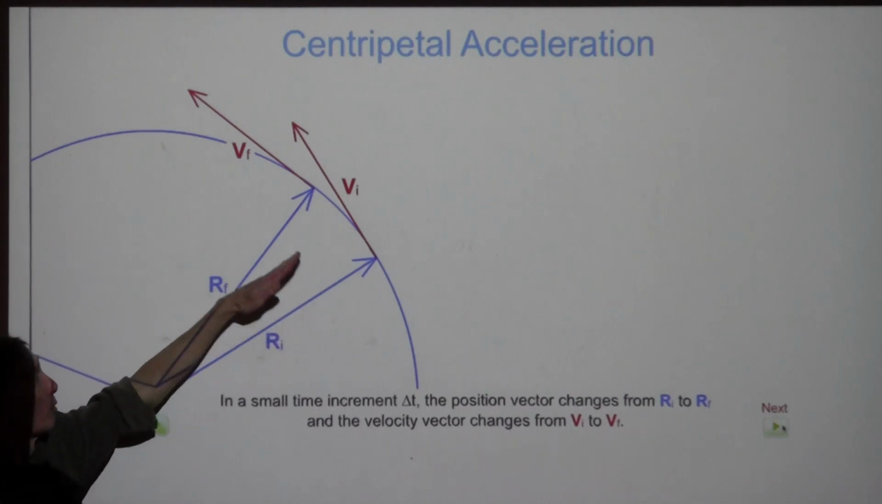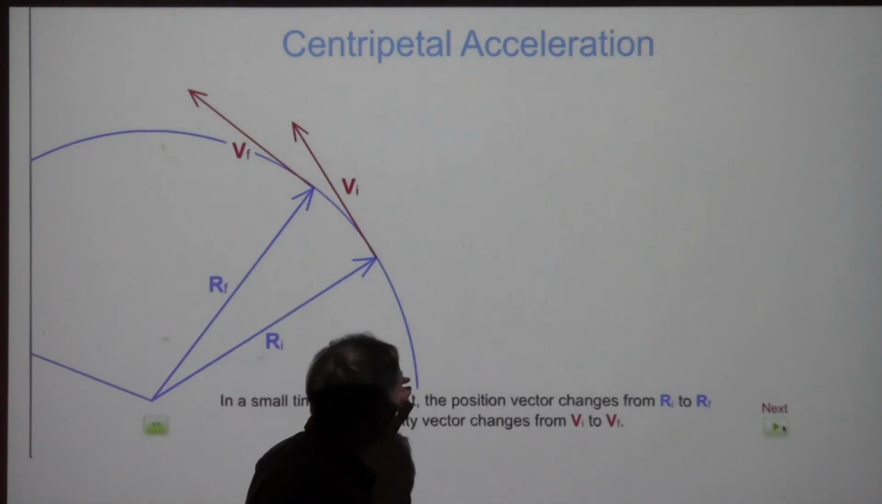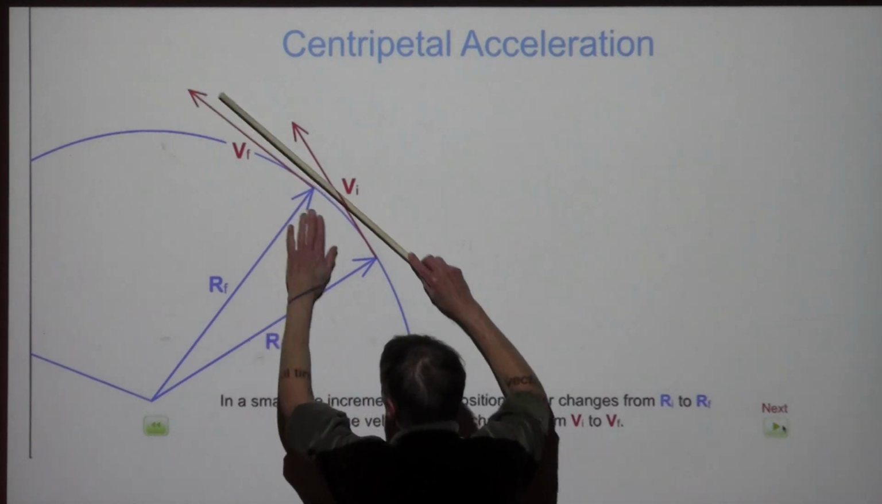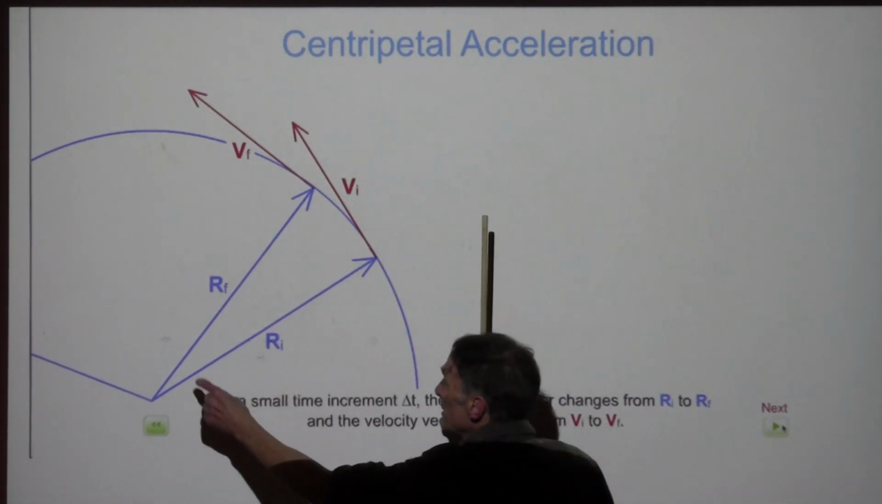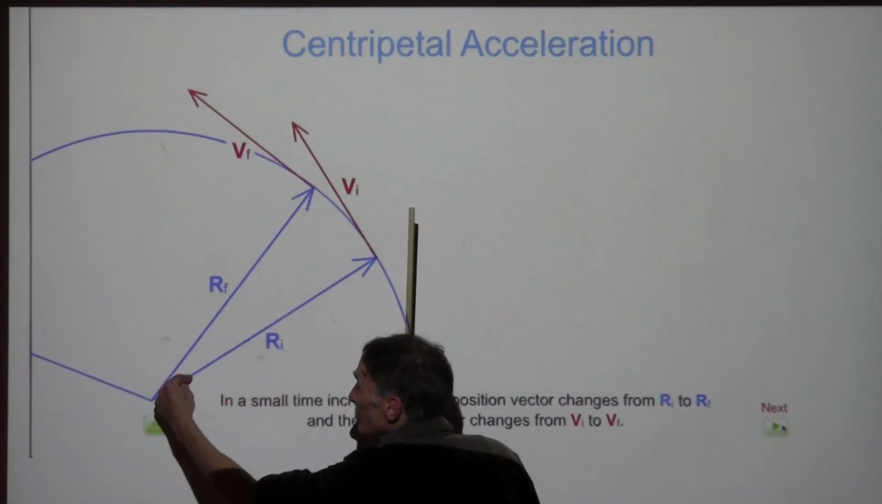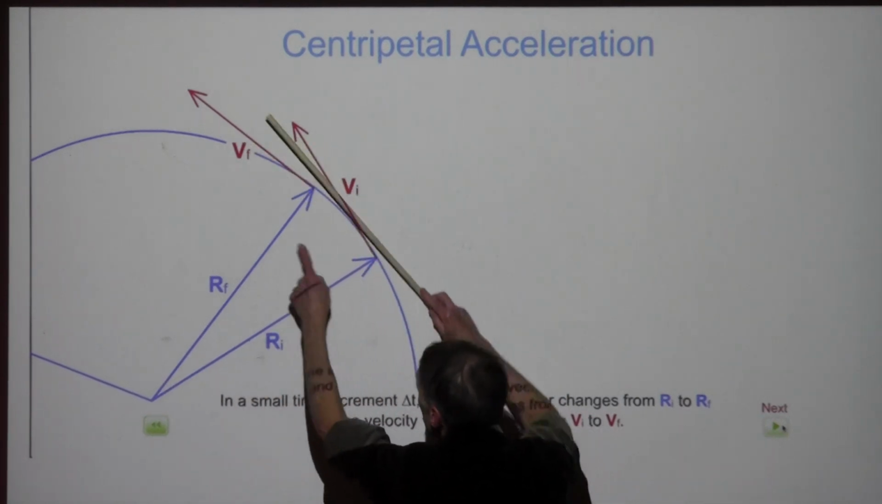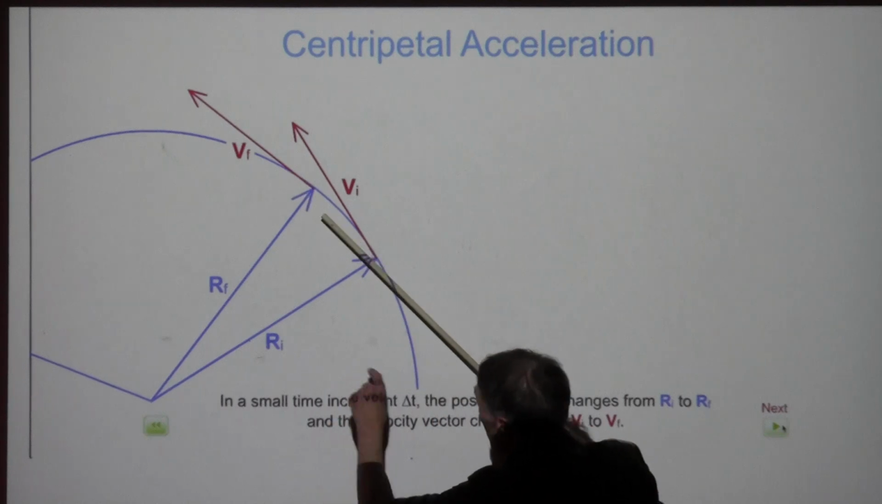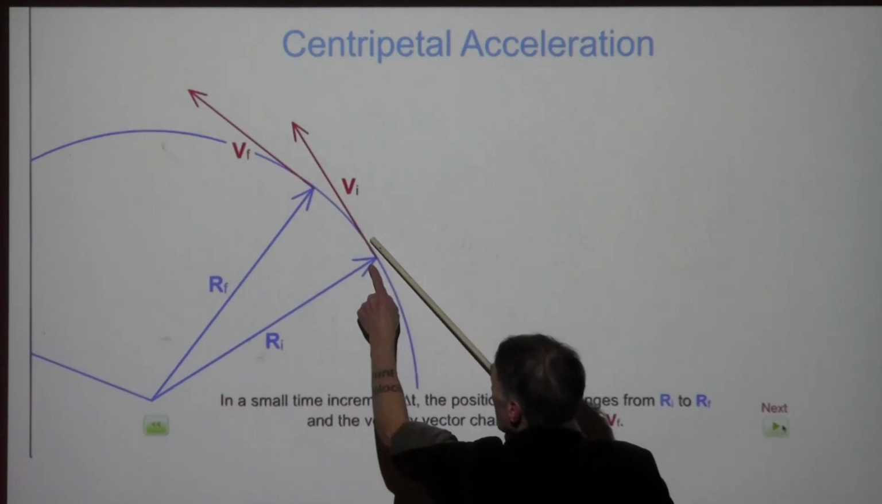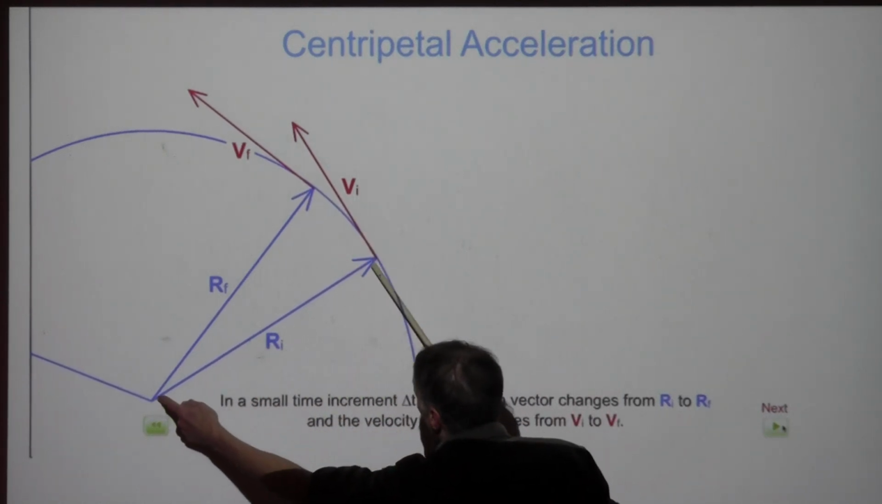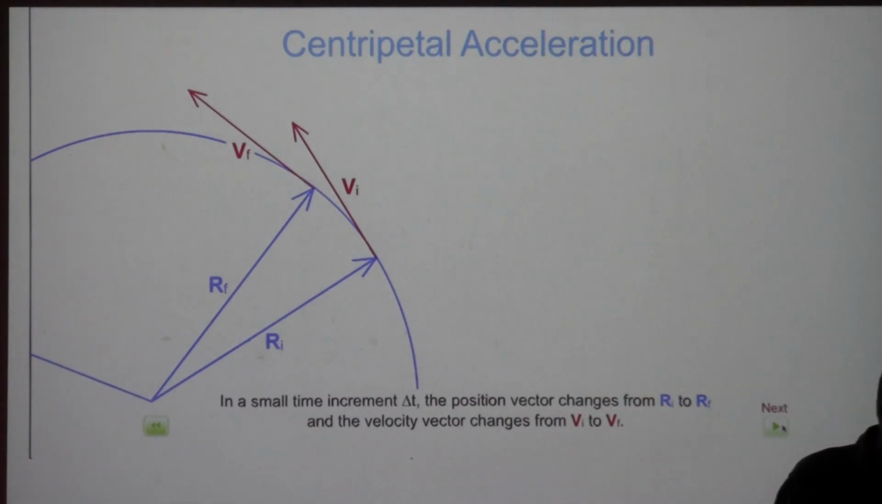The idea is if you're going around here, the velocity is always tangent to the curve. And so this would be some time, let's say delta t, as it goes through some little angle. These velocity vectors are going to sweep. This is going to be perpendicular to R final. This is going to be perpendicular to the initial, R initial.